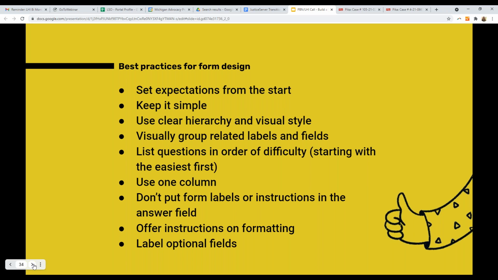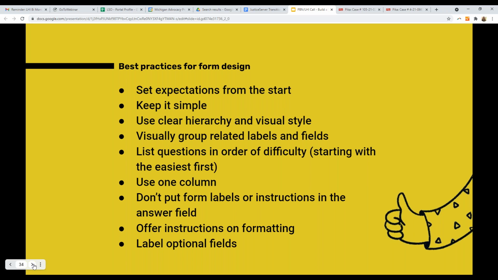Offer instructions on formatting. An example can go such a long way. It's always so helpful to see an example where possible, or recommend, maybe it's in the help text, right, an example of what that formatting might look like. And label fields as optional. There are different strategies for this. I think the best practice is if most of them are required, then label the ones that are optional as optional. And the inverse, if most of them are optional, you want to label the ones that are required as required, and make sure that that visual style is really clear.